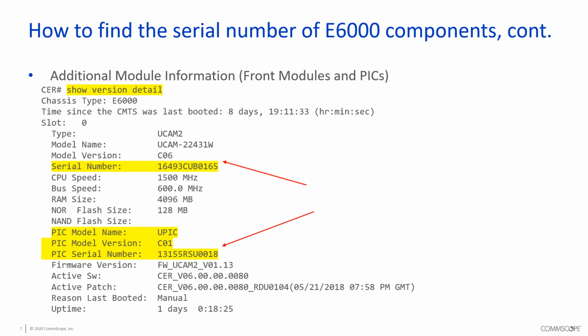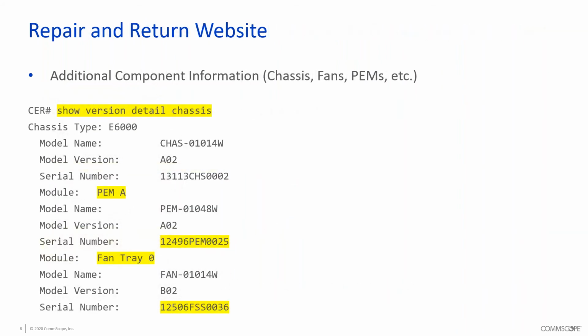If you're looking for serial number information, perhaps for a power entry module or a fan tray, you can use another CLI command, and that would be the show version detail chassis. And here you can see we've got the serial number and the model number and version for power entry modules and for the fan trays as well. So that gets you your serial number.